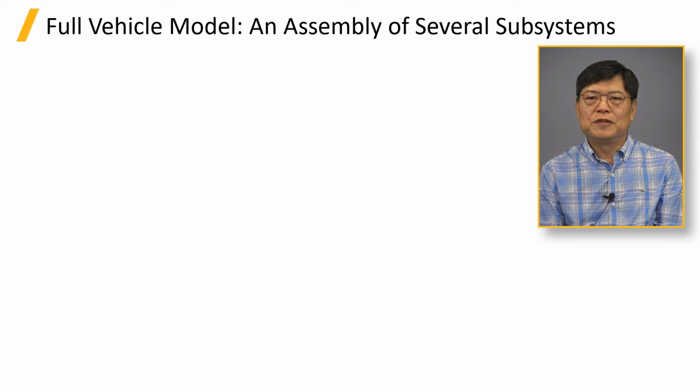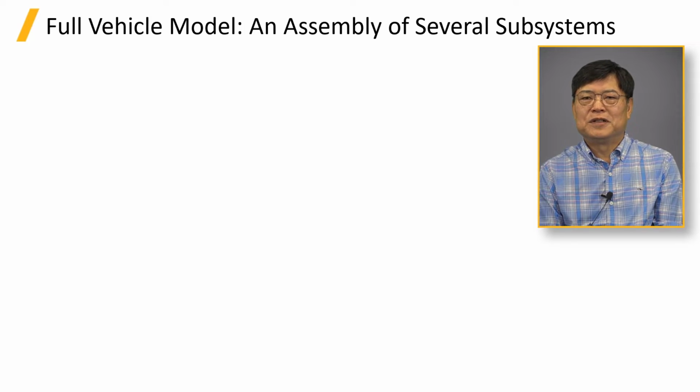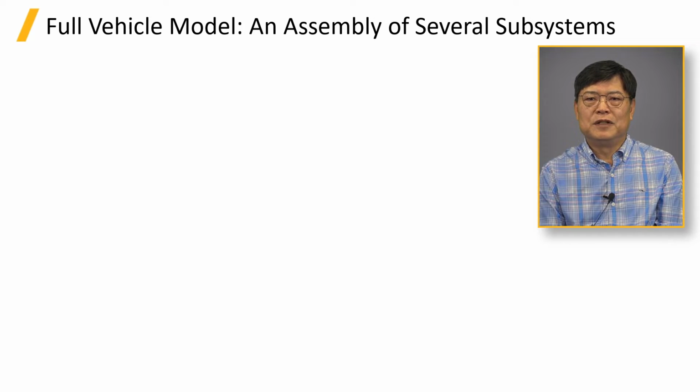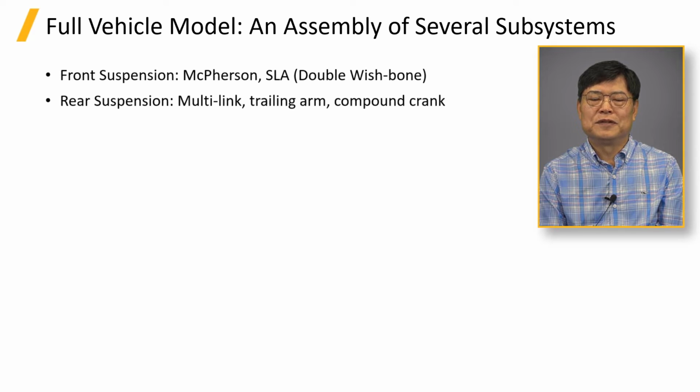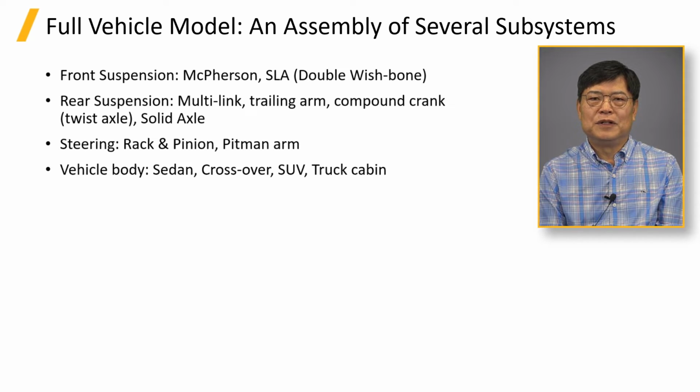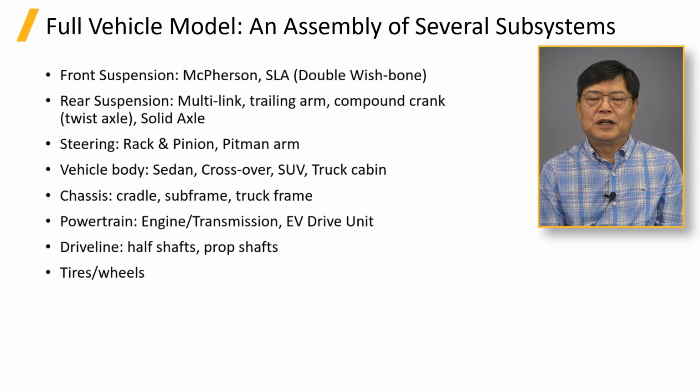Once each subsystem model is built and validated good, we are ready to build a full vehicle using the subsystems. This slide shows a subsystem list of passenger vehicles of sedans or SUVs. A minimum set of subsystems for a full vehicle model is front and rear suspensions, steering, and wheels and tires. Vehicle dynamics model should have enough details to answer questions that the analysis is expected to give.